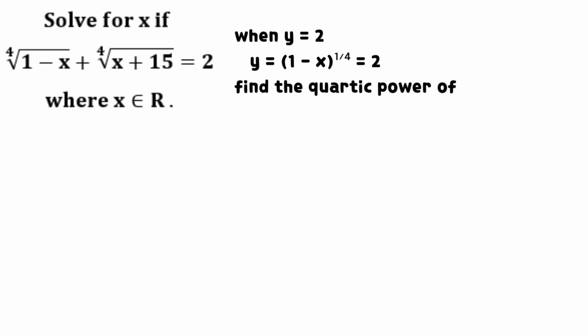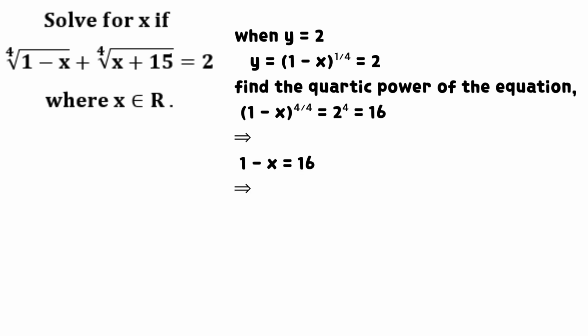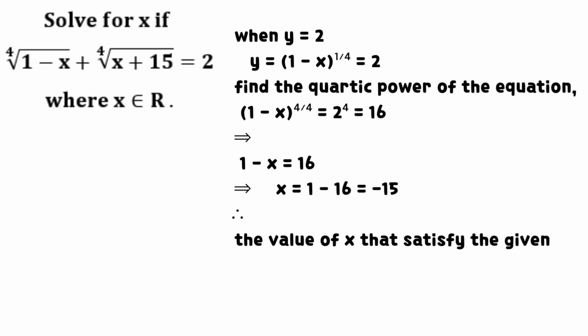When y equals 2, y equals the fourth root of 1 minus x, which equals 2. Find the fourth power of the equation. Simplify and we have that 1 minus x equals 16. x equals 1 minus 16, which equals negative 15. Therefore, the values of x that satisfy the given equation are 1 or negative 15.